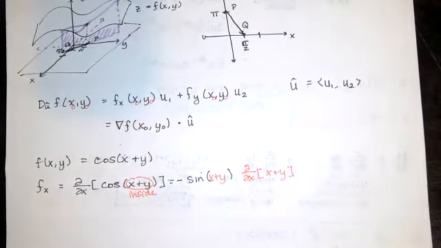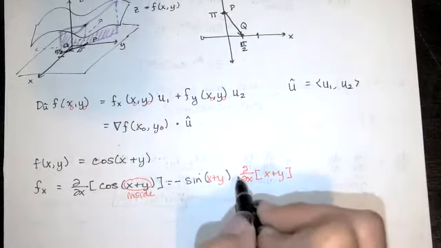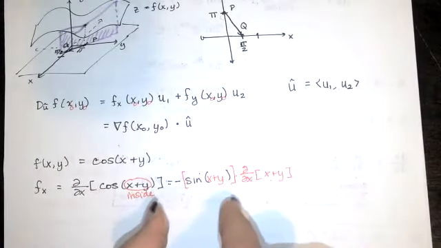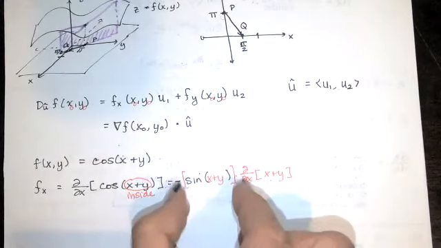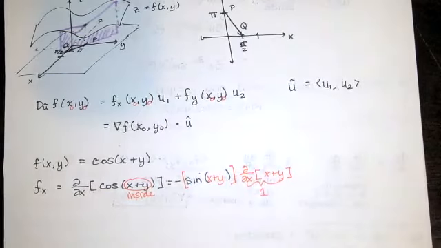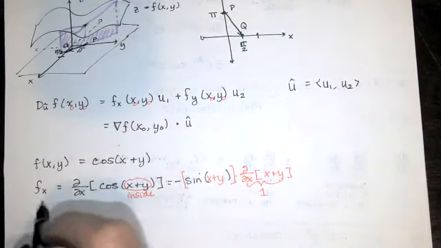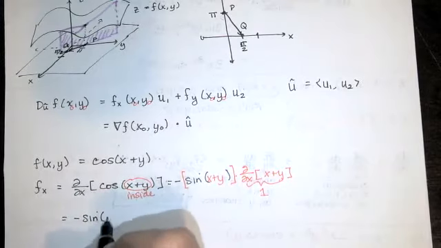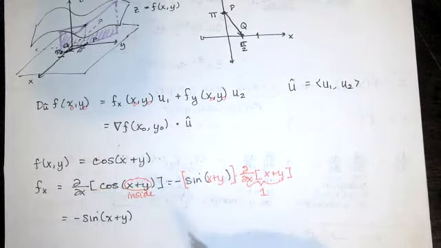Since we're taking a partial derivative, we're multiplying by the derivative of the inside with respect to x, treating y as a constant. I'm putting this in brackets over here just to emphasize that this derivative multiplies that entire sine function. But that happens to just be a 1. So we get the partial derivative of f with respect to x equals negative sine of x plus y.